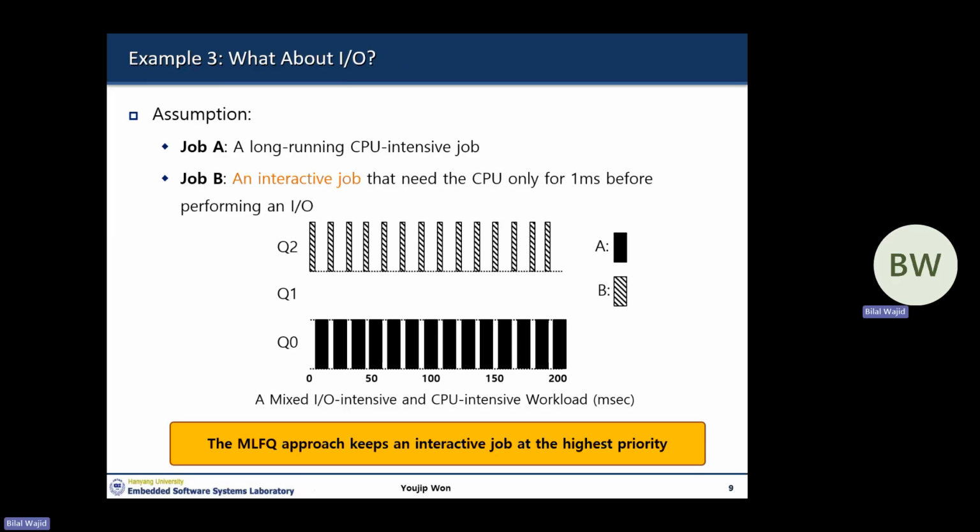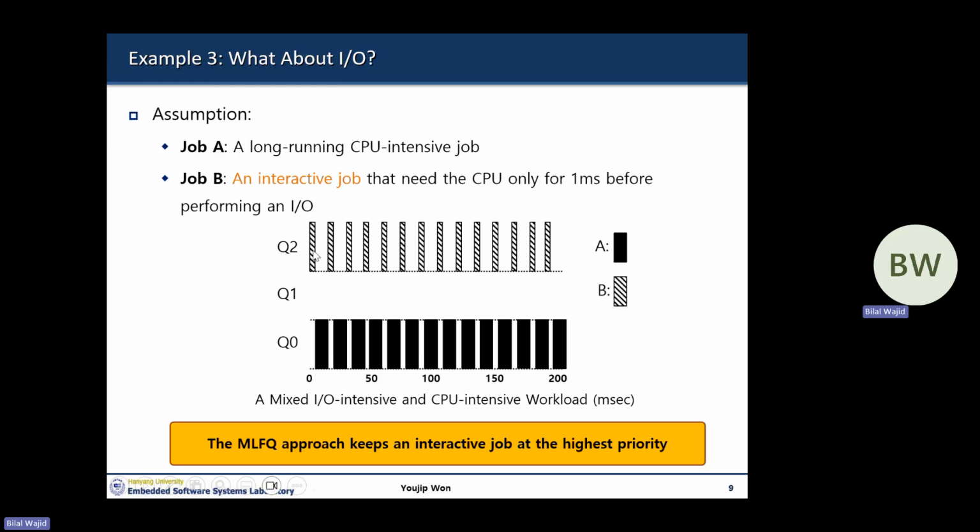Now, let's take another example. In this particular instance, you have A, which has been there running for a long time. It's a long running CPU intensive job. In other words, whenever A is given the CPU, it consumes the entire time slice, maybe because it's doing some important calculations. Whereas B is an interactive job. Maybe you're using the controller or the mouse or the keyboard. And so whenever B arrives, B is placed at the highest priority level.